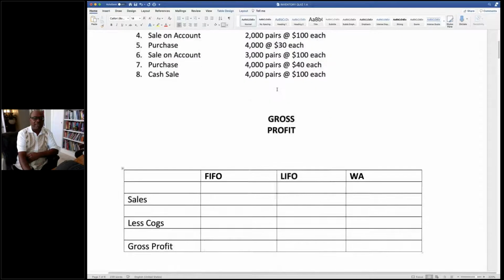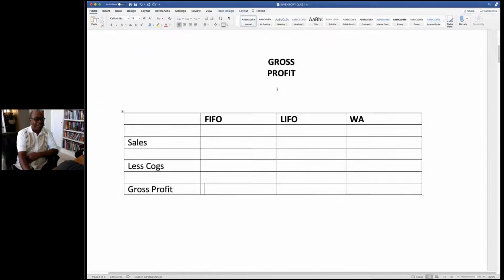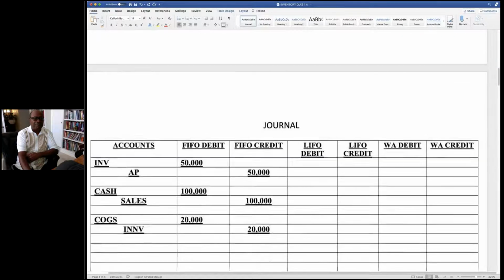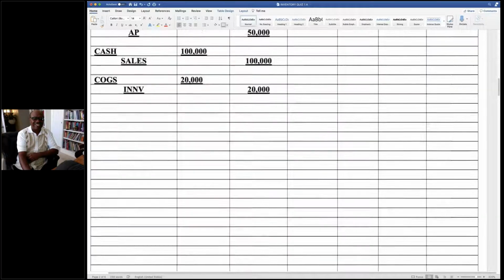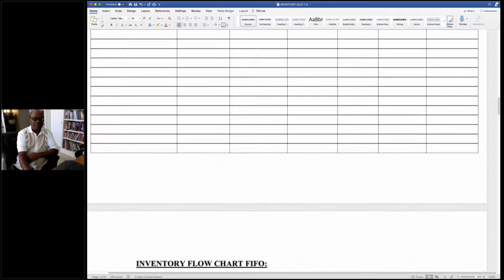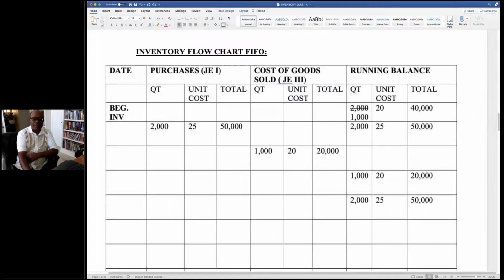No, we're doing FIFO. Okay, I got it. First in, first out. Yes. So we're gonna take 1,000 from the unit cost of 20 and 1,000 from the unit cost of 25. That sounds right. Yes. Go ahead and finish up. Make the journal entries. Calculate your new gross profit. Update your inventory flow chart.